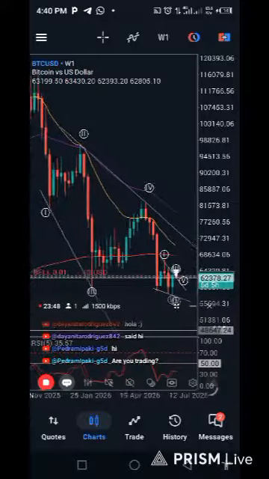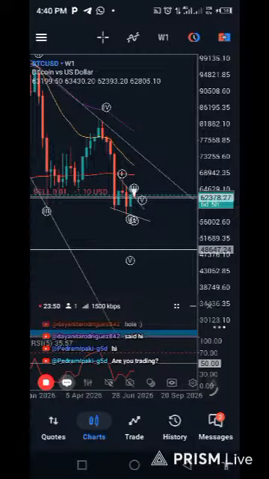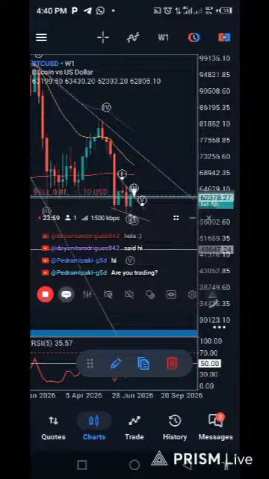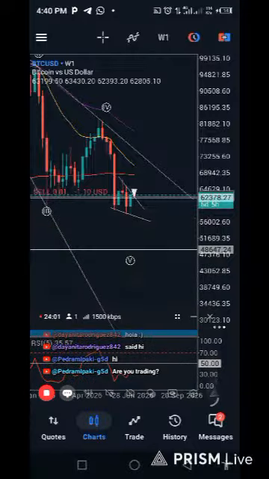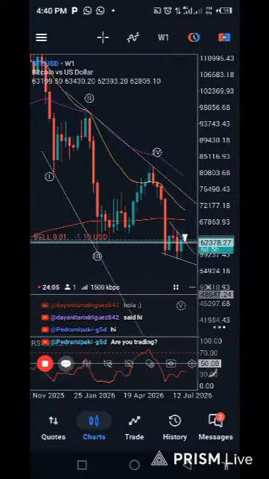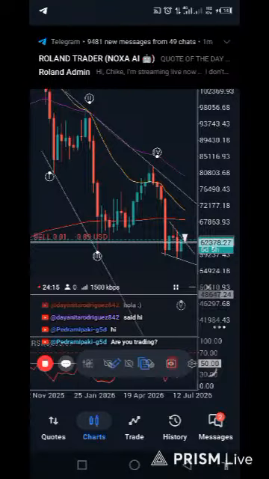Let me draw the ABC on this wave, on this weekly trading chart. Let me remove this. This is an Elliott wave pattern. I'm using an Elliott wave pattern to guide you.